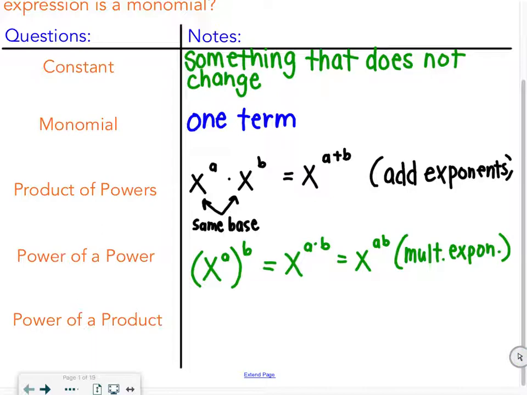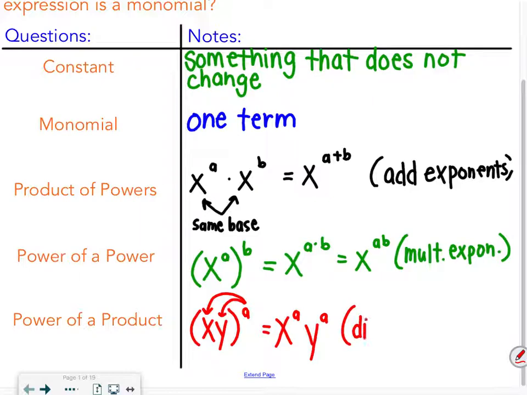And last but not least, we have power of a product, meaning if we multiply two things and raise it to an exponent, that exponent gets distributed to everything inside of the parentheses. So you would take x to the a power and y to the a power. So you are distributing the exponent.